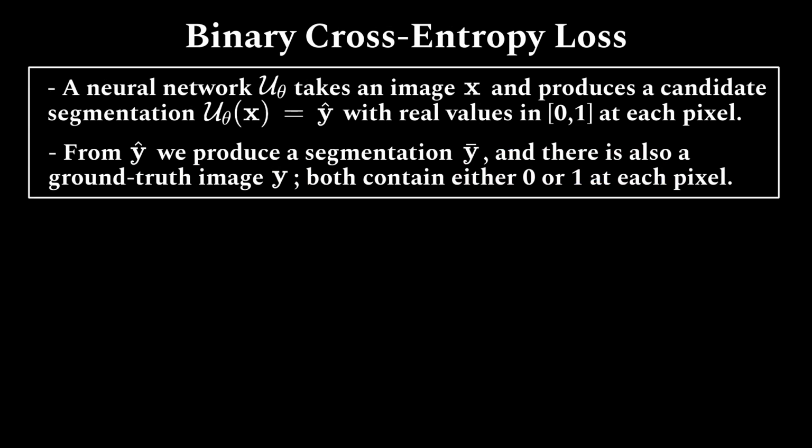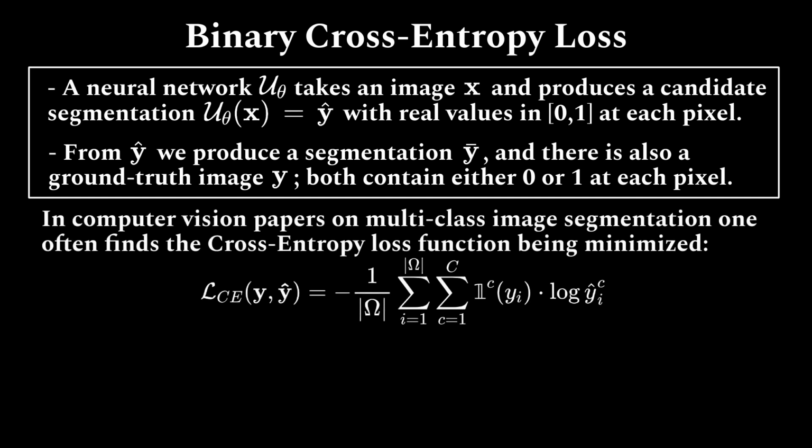Just some notation: we are going to refer to the segmentation when it has values between 0 and 1, a soft segmentation, as y hat. From y hat you can generate a binary segmentation y bar by simple thresholding, for example. And then there's also y, which is the ground truth image, and both y bar and y have binary 0 or 1 values at each pixel.